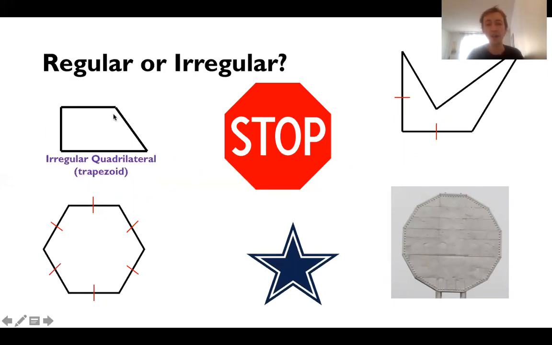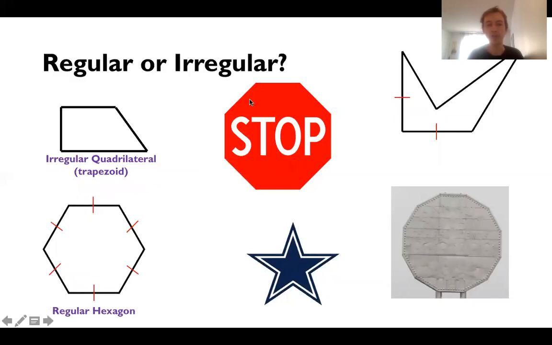It is irregular. It's an irregular quadrilateral because it's got different sides, different angles. This is a hexagon, and I really should have told you actually that all 6 angles are the same, all 6 sides are the same, so it is a regular hexagon.